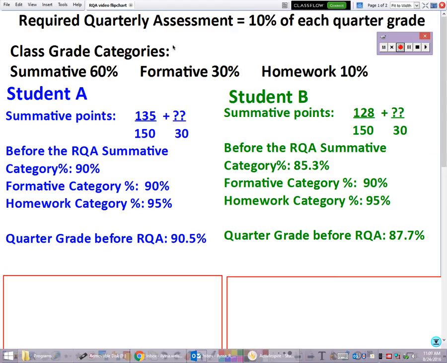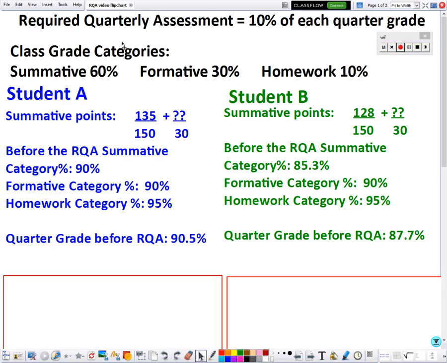Starting this school year, every student in math is going to have a required quarterly assessment, an RQA for short. And the RQA is going to be worth 10% of each quarter's grade.